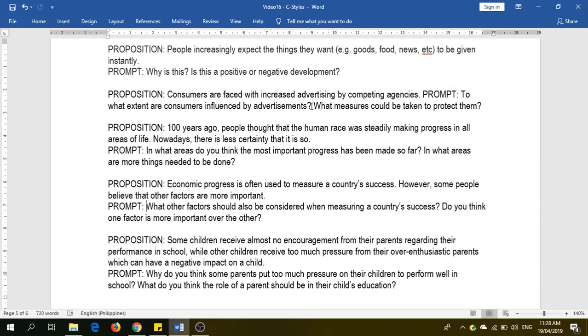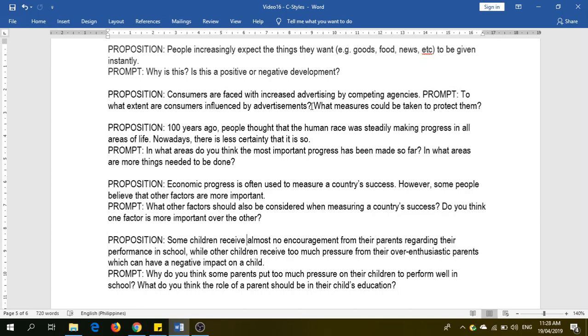So, what other factors should also be considered when measuring a country's success? So, maybe we can talk about literacy rate, for example, or morbidity and mortality rates, or housing rates. And then, do you think one factor is important over the other? This is the part where you now resolve the controversy. So it can either be the A2 style, B1, B2, or B3 style.